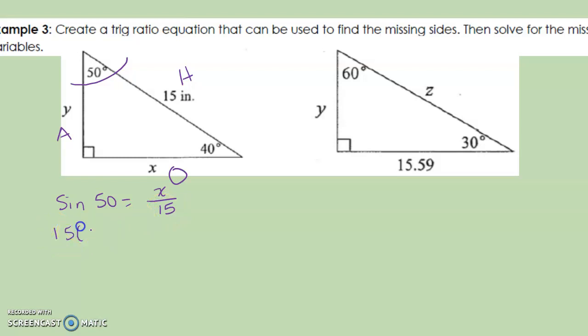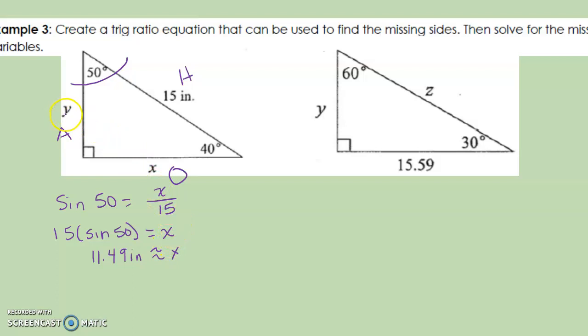So 15 times sine 50, multiply by 15 on both sides. It will cross out divided by 15 equals x. Enter it into your calculator. 15 parentheses, sine 50. 11.49. We're in inches. Is approximately equal to my x.